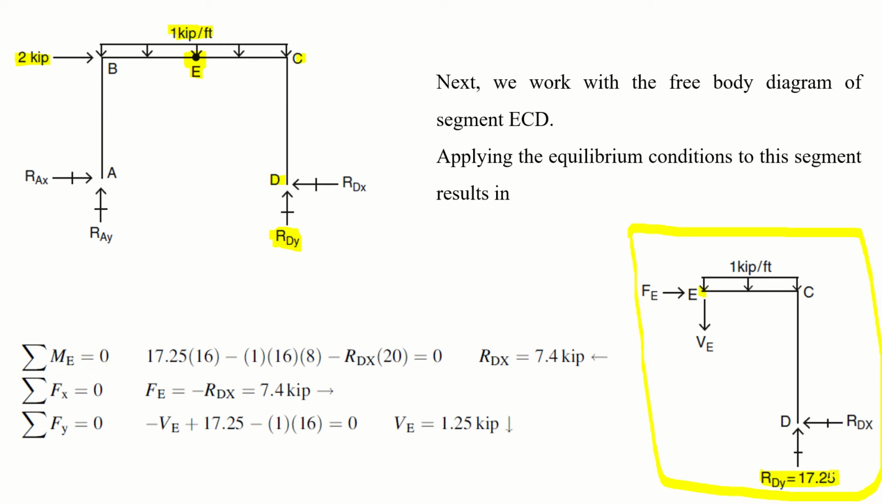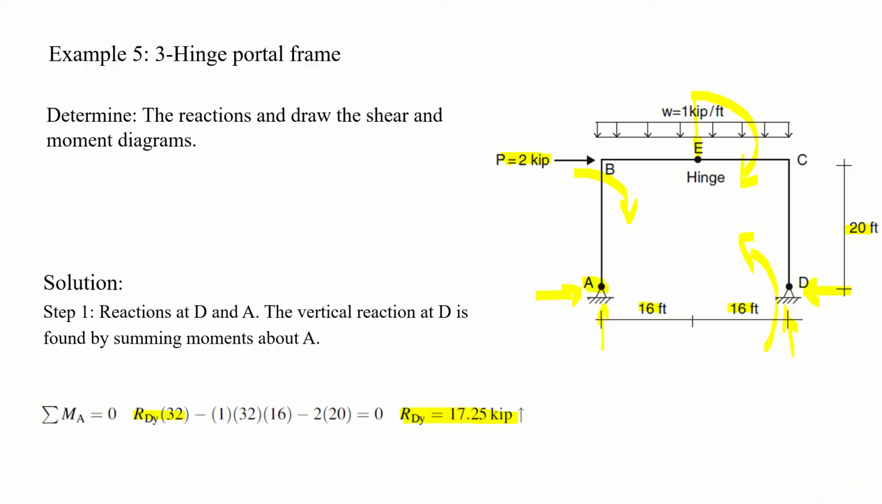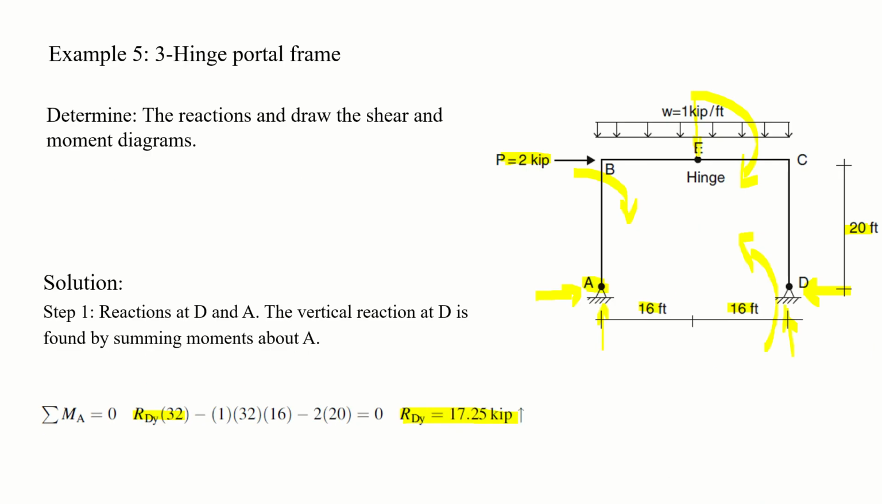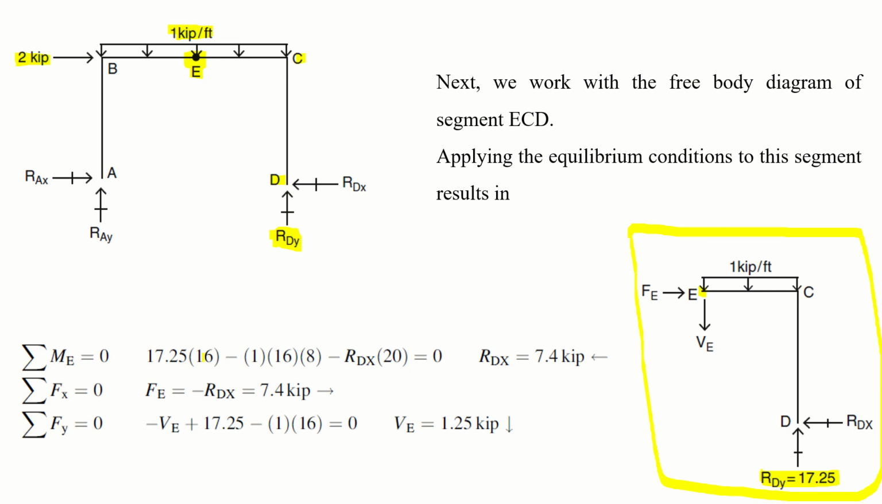Now RDY, which is 17.25 from the previous slide, multiplied by the distance up to E. You can see the distance of E from D is 16 feet, so into 16, and this is causing a moment in the counterclockwise direction about point E.